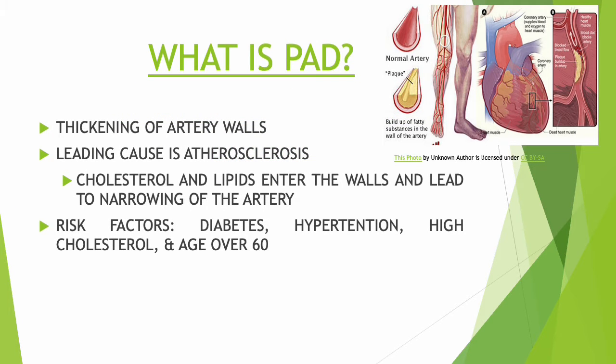Okay, so what is PAD, peripheral artery disease? That is the thickening of the artery walls, and that is most likely caused from atherosclerosis, and that is the hardening of the arteries, and that's where that cholesterol and lipids build up and make the artery pretty narrow.